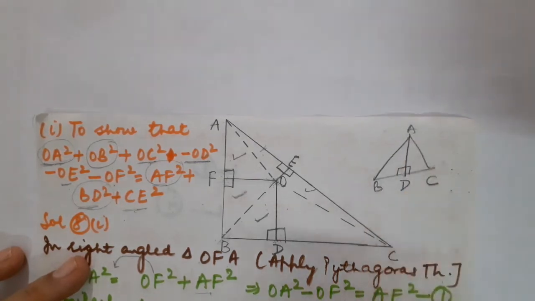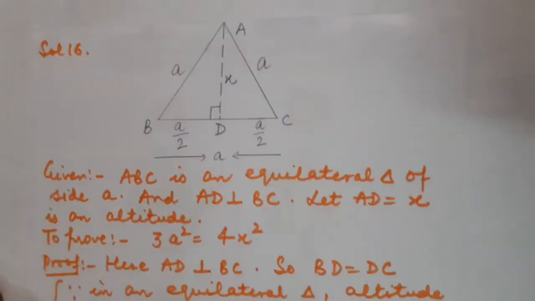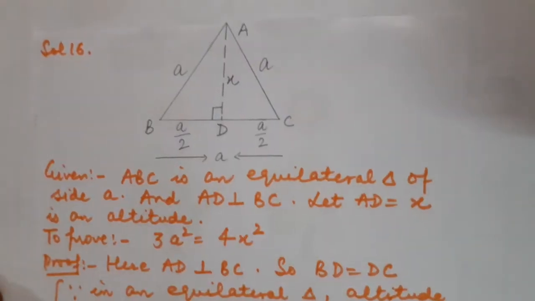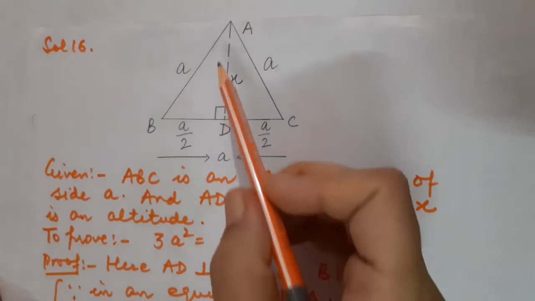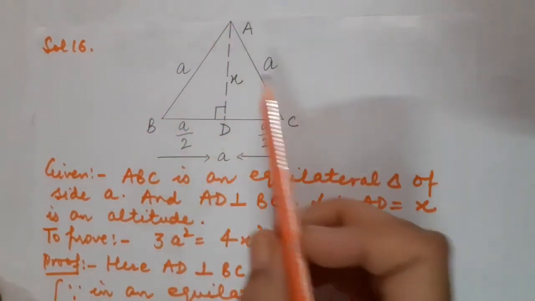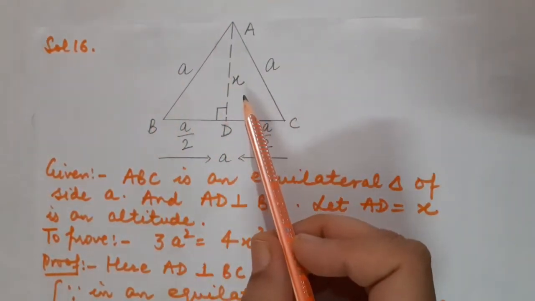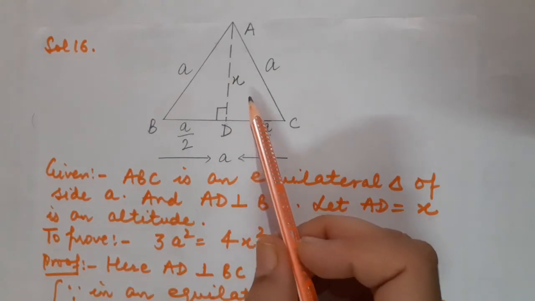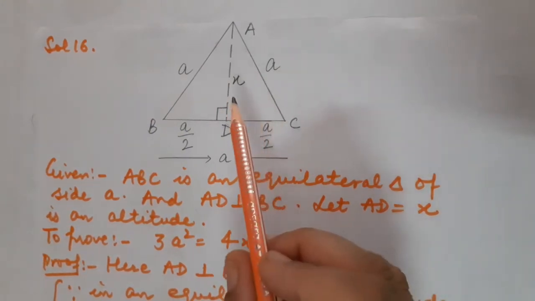It is nothing but the perpendicular only. Now first of all, let us understand the statement through this diagram. In an equilateral triangle, you can see ABC is an equilateral triangle. We have to prove that 3 times the square of one side.